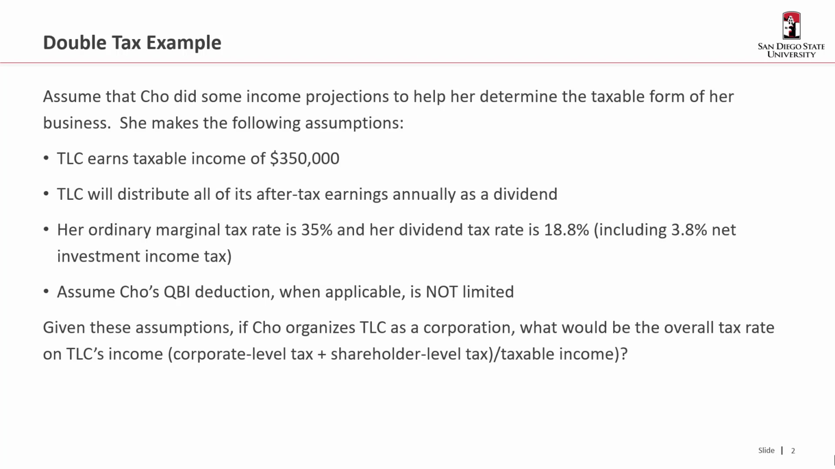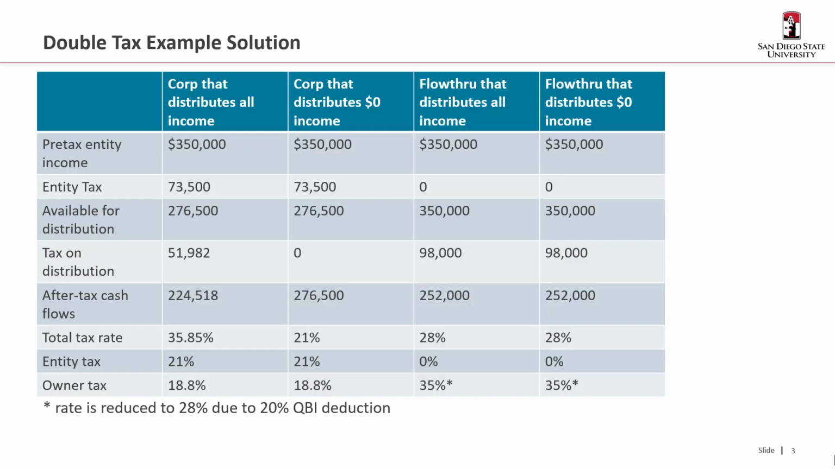Her ordinary marginal tax rate is 35%, and we're going to assume that she is in the net investment income tax. So her dividend tax rate is 18.8%. That's the 15% plus the 3.8% net investment income tax. And we need to assume that Cho's QBI deduction, when she's eligible for that, is not limited. So given these assumptions, if Cho goes forward and organizes the Leaky Cauldron as a corporation, what would be the overall tax rate on the Leaky Cauldron's income? So that's both the corporate and shareholder level tax.